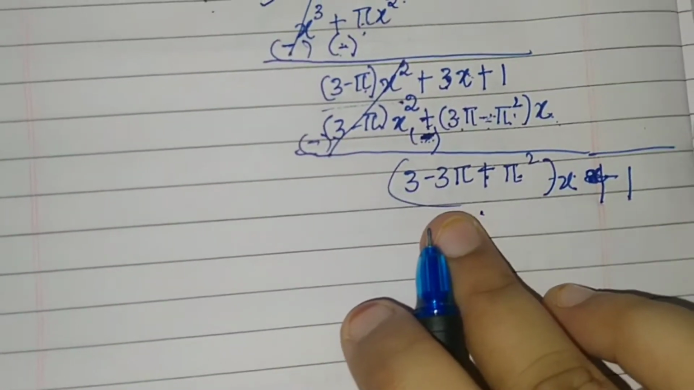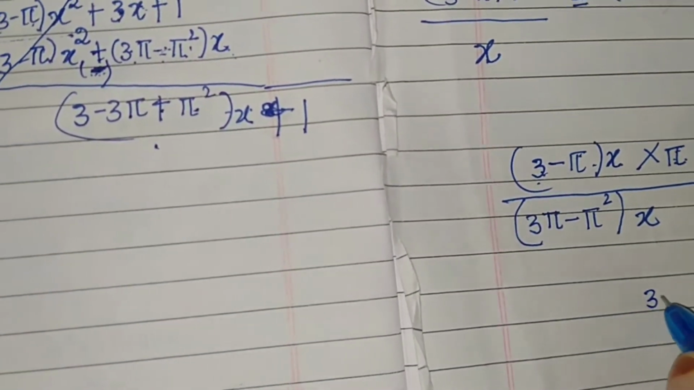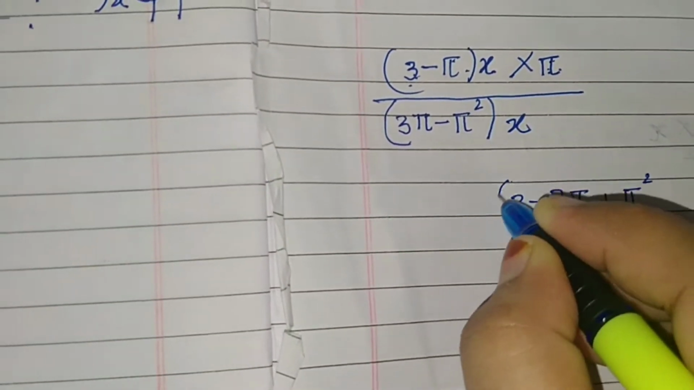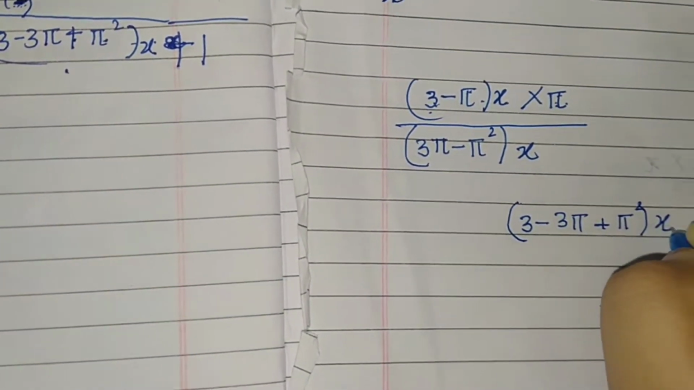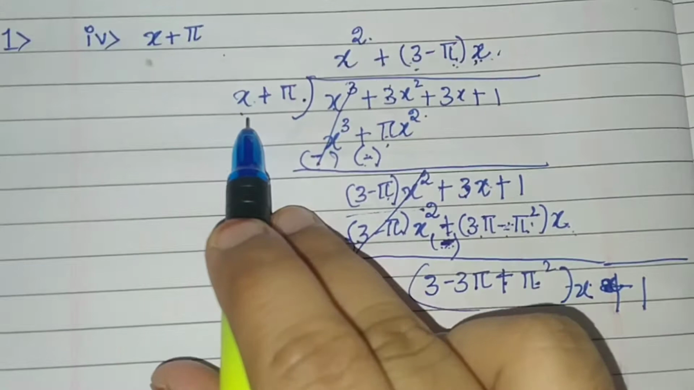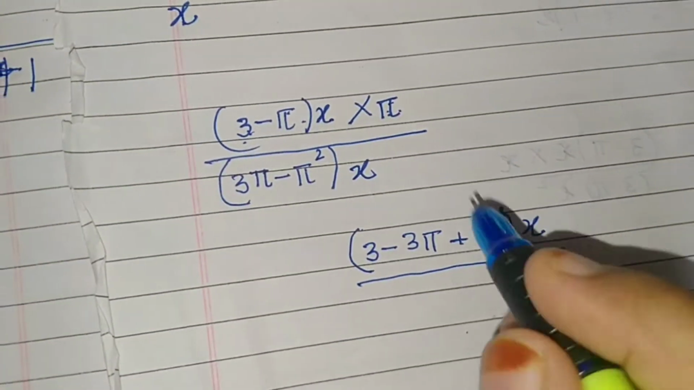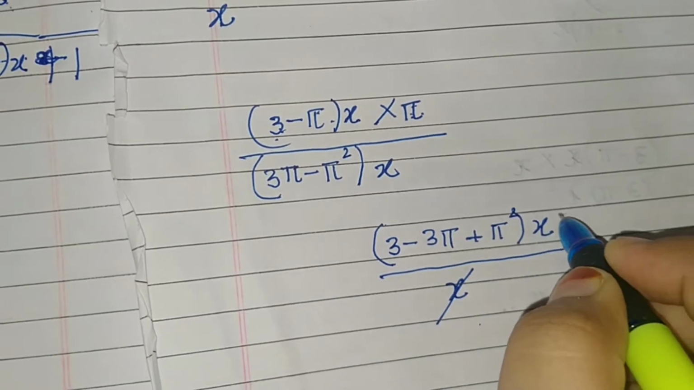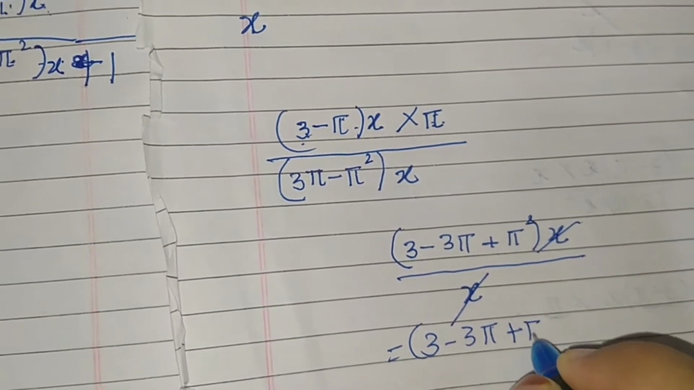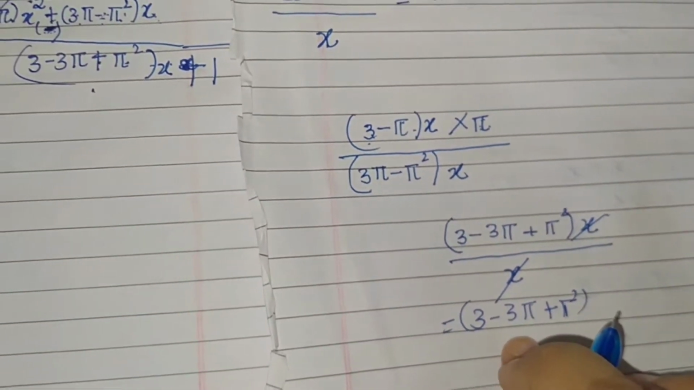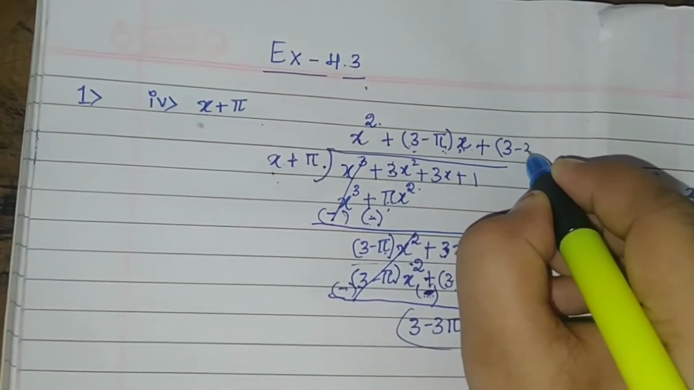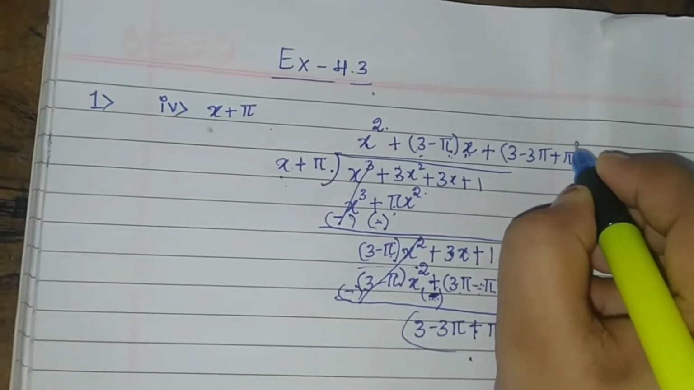So that is your first term of the dividend, nothing but here 3 minus 3 pi plus pi square, isn't it? x. So this is your first term of the new dividend and the first term of the divisor is nothing but here x, isn't it? So that x I am going to write over here. x and x will get cancelled. What is remaining? 3 minus 3 pi plus pi square. So this term is your third term of the quotient. Okay, so that is 3 minus 3 pi plus pi square.